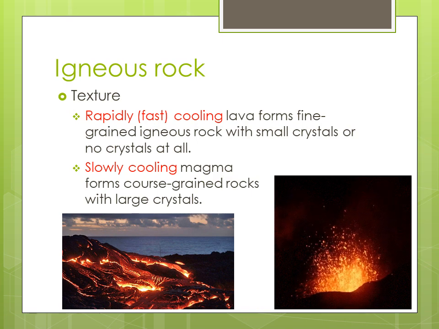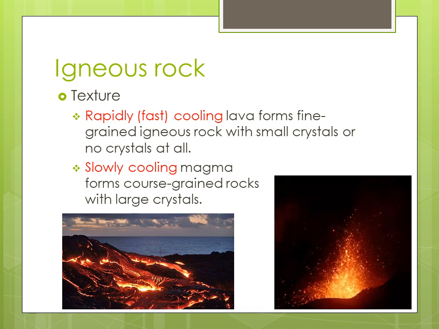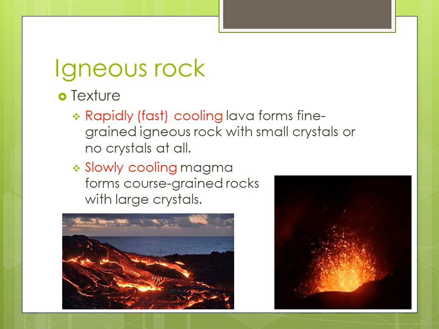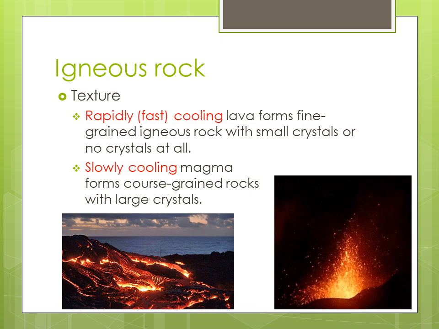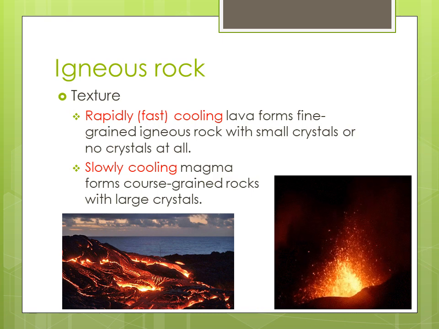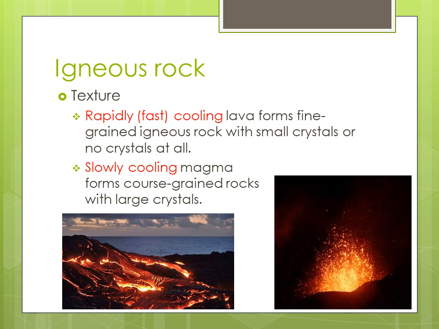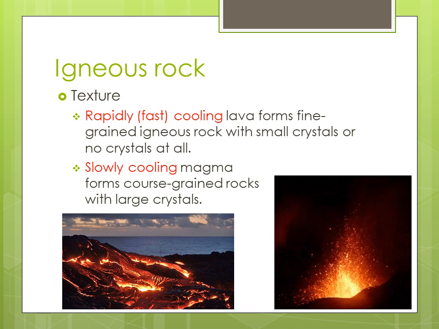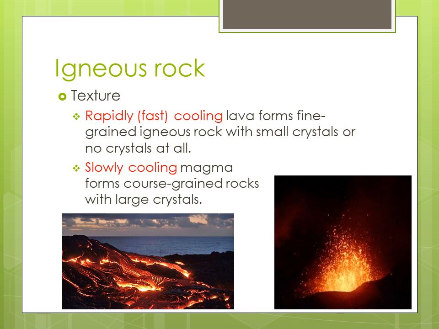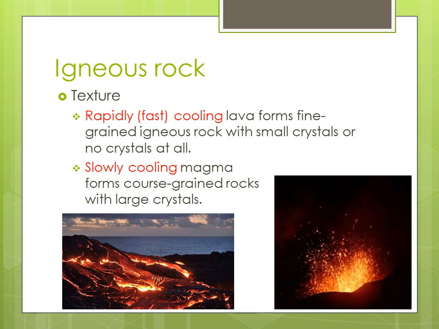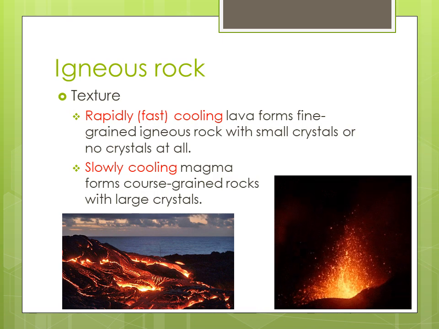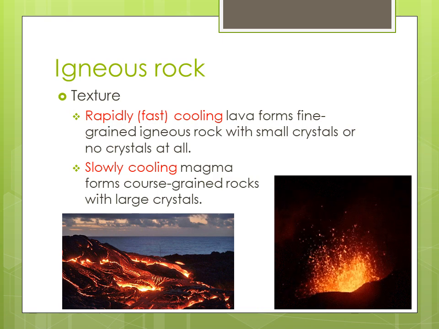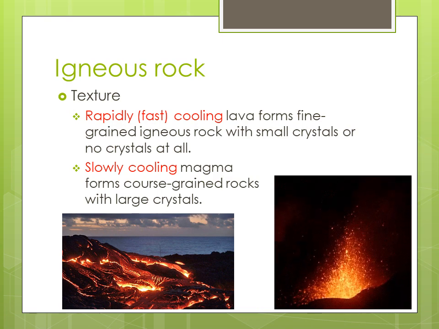Now, again, lava is on the surface of the Earth, and you have to think about this. Lava cools rapidly because the exterior, the surface of the Earth, is much cooler than the interior, the inside of Earth. Okay, so it's going to cool really fast. Whereas slow cooling magma, cooling inside of the Earth, forms coarse-grained rocks with large crystals.